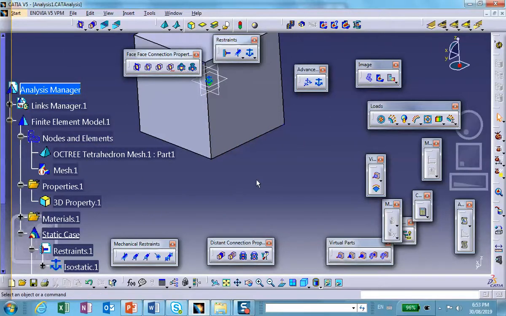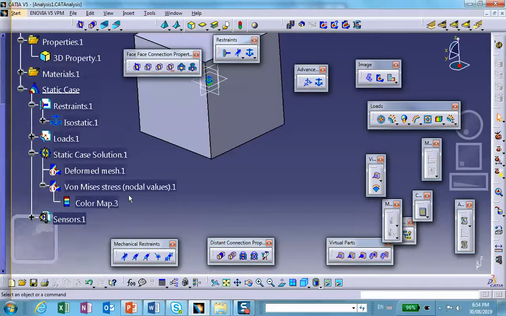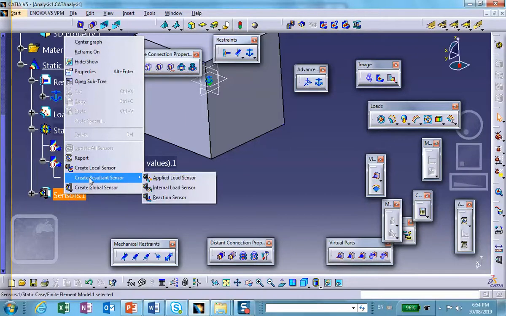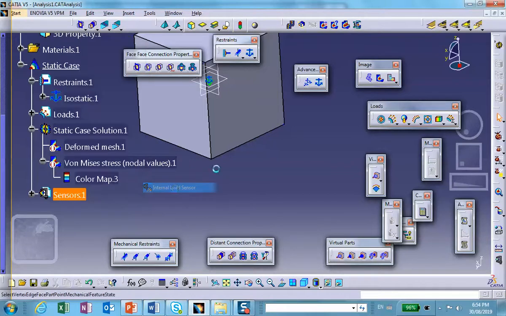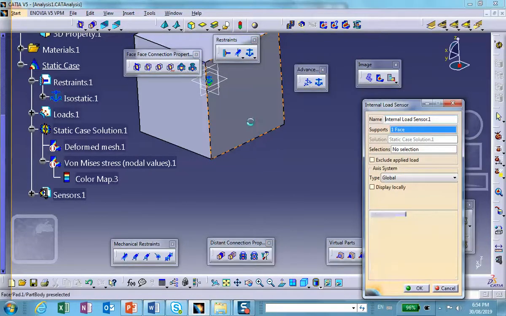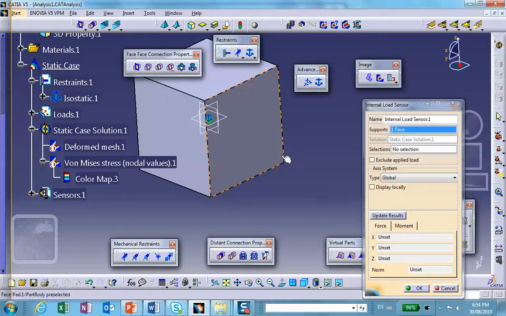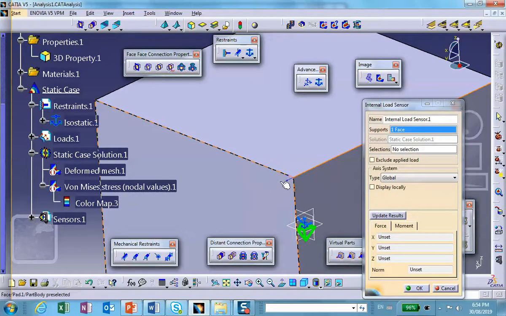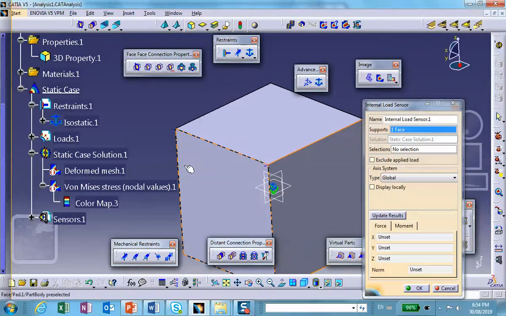Okay, so let's go ahead and put a sensor here. But the sensor that I want to put in there is internal load sensor. See that? Internal load sensor. And select this face. Okay, now remember there was a clamp here, and I believe up there, where is this? Up here, I had 1 degree of freedom in the one in direction Y fixed. Okay, and then say update.